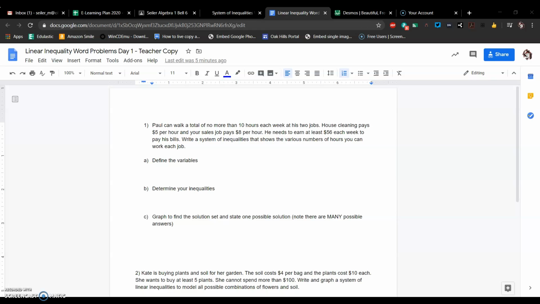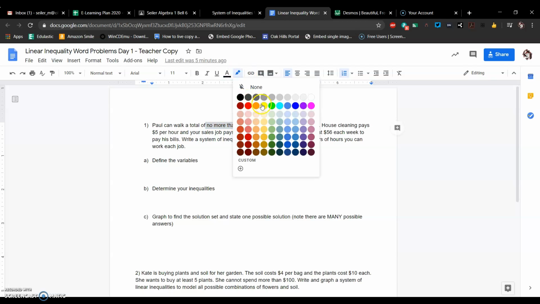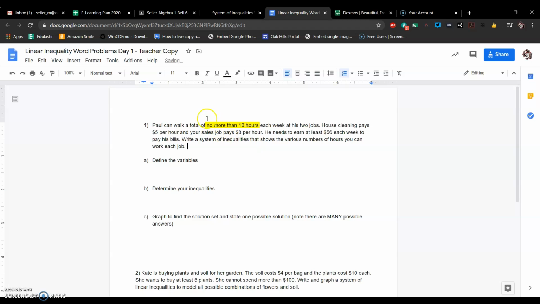But without further ado, let's go ahead and take a look at the material from today. So if we look at the first word problem we got here, Paul can walk a total of no more than 10 hours each week. So the first thing I see is no more than 10 hours. I'm going to highlight that because that's pretty important. We have to think about what that means. No more than. Can he walk 9 hours or 11 hours? So no more than means it's going to be less than 10 or less than or equal to 10.